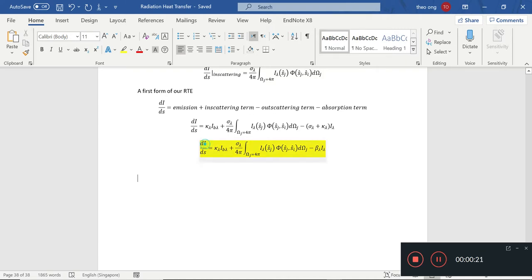So as you can see, the change in the radiation going through a system is basically due to the emission term, which is contributed to by the in-scattering term, and of course the extinction term here, which is a combination of outscattering and absorption.